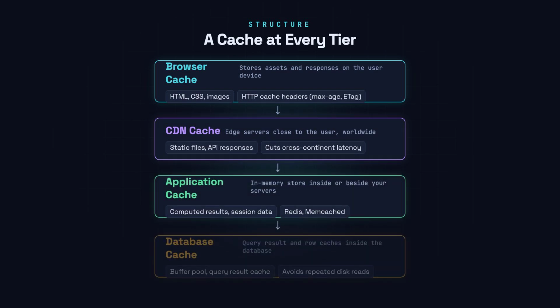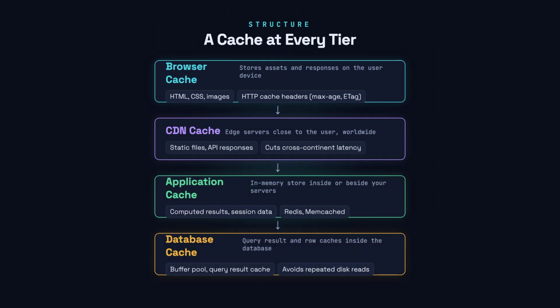Here is the key insight. Caching is not one thing you bolt onto a system. It is a layered strategy. Starting from the user and moving inward, we have the browser cache on the user's own device, a CDN cache at edge servers around the world, an application-level cache, such as Redis sitting beside your servers, and finally, a database-level cache built into the database engine itself. Each layer intercepts requests before they reach the next, so a hit at the browser means zero network traffic, and a hit at the CDN means zero load on your application servers.